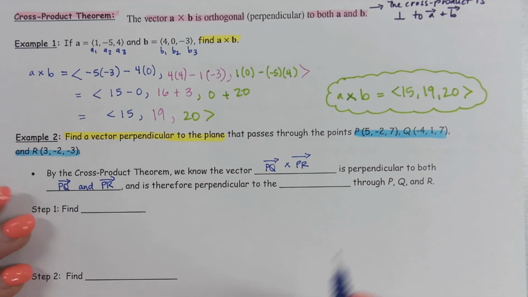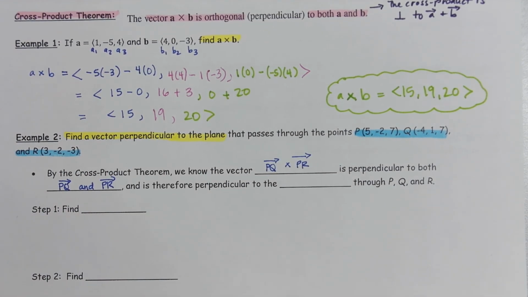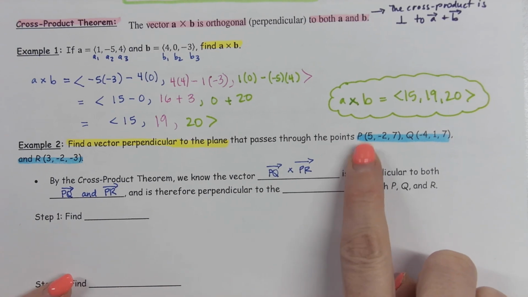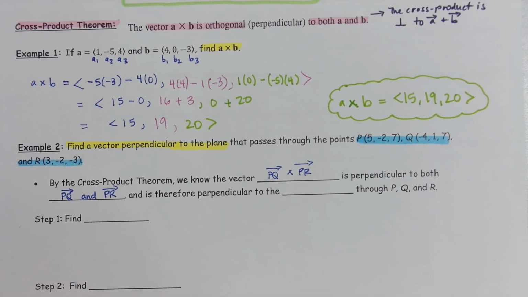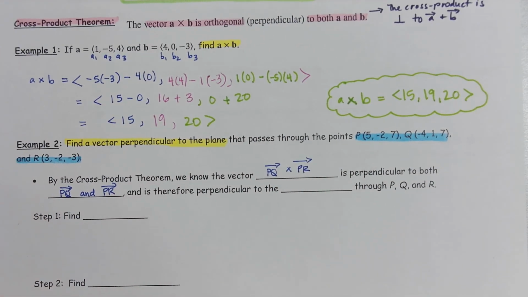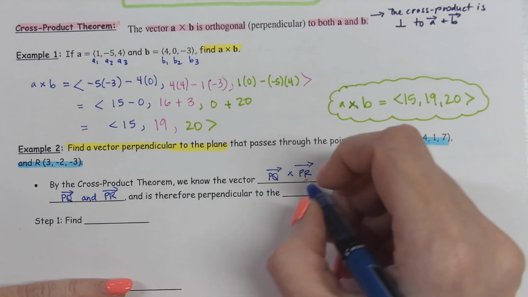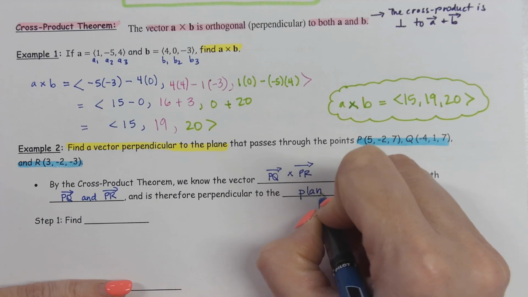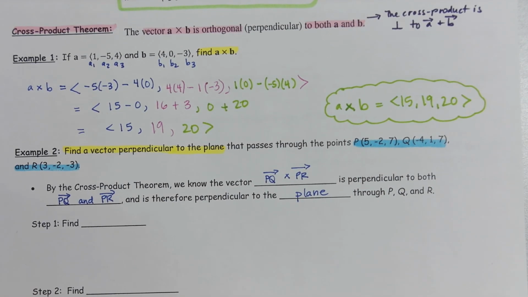PR. Okay, so P is your initial point. You can create the two vectors PQ and PR from those 3 points. And because we know the cross product is perpendicular to both of those vectors, that means it's going to be perpendicular to the plane that goes through the 3 points.